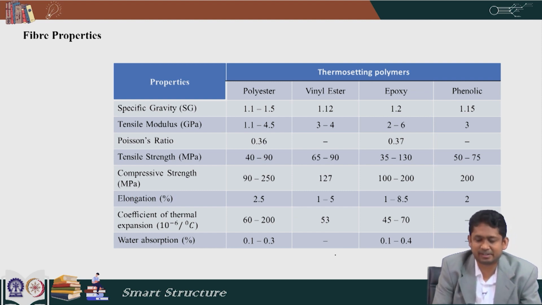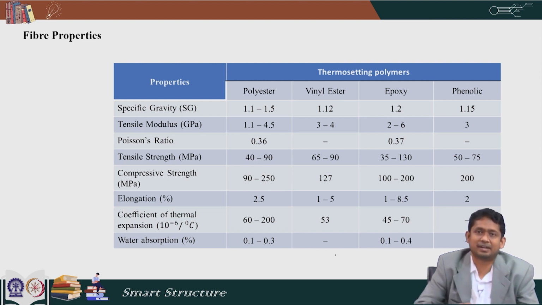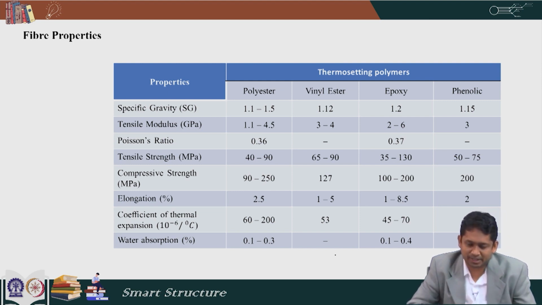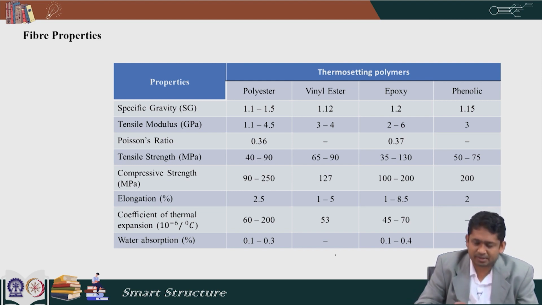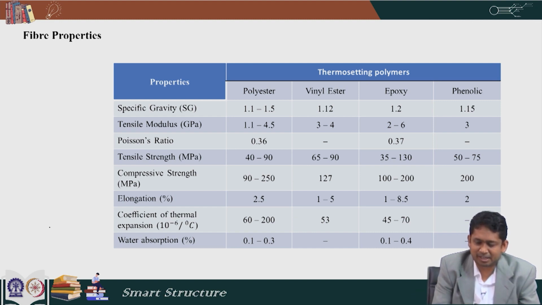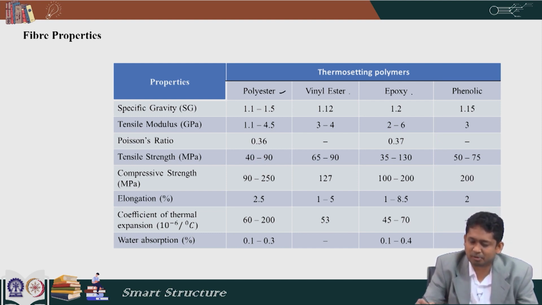The matrix is generally a polymer which we call resin, and this resin is mixed with a hardener and then it is cured and it forms a matrix. Now, these polymer resins can be thermosetting or thermoplastic. Thermosetting polymers, once cured and hardened, cannot be melted if we heat them. Examples include polyester, vinyl ester, epoxy, phenolic.